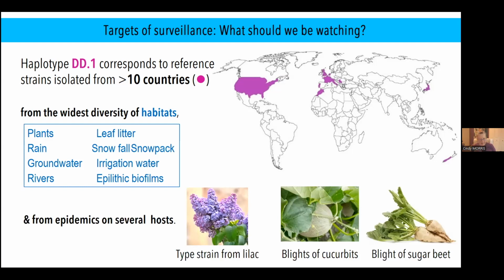And it's the type strain of Pseudomonas syringae, from lilac. It causes blights of cucurbits, blights of sugar beets, for example. So this is one that really seems to be important.